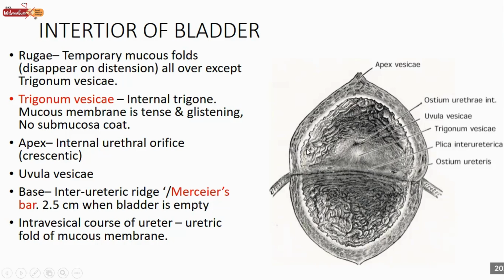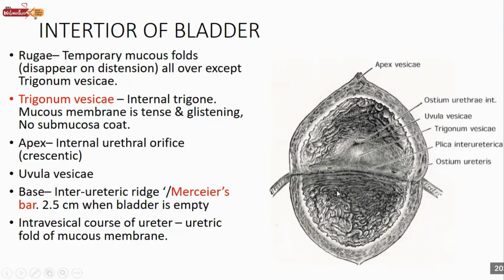This opening is crescentic in shape. Then the base is formed by the 2 openings of the ureters, or ostia of the ureters. The band between these 2 is called the interureteric ridge, or Mercier's bar. This bar forms the base of the trigone. When the bladder is empty, the distance between the 2 openings of the ureters is about 2.5 centimeters.